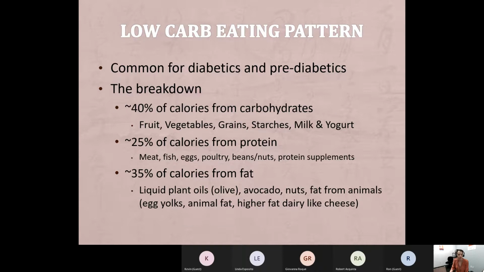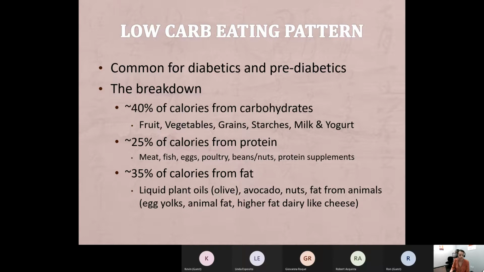So, the low carb eating pattern. This is very common for diabetics and pre-diabetics and people looking to lose large amounts of weight. Basically, the breakdown is 40% of your calories from carbs, and carbs include fruit, vegetables, grains, starches, milk, and yogurt. 25% of your calories from protein: meat, fish, eggs, poultry, beans and nuts, and protein drinks or supplements.